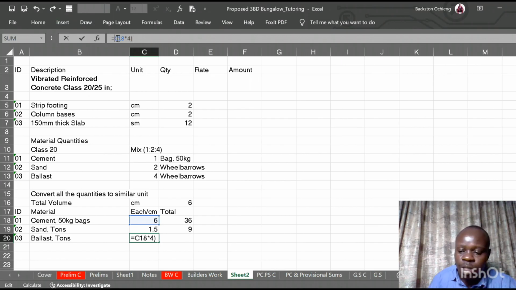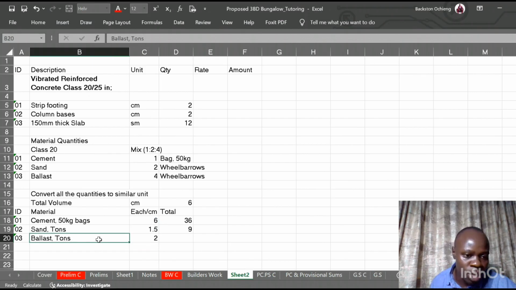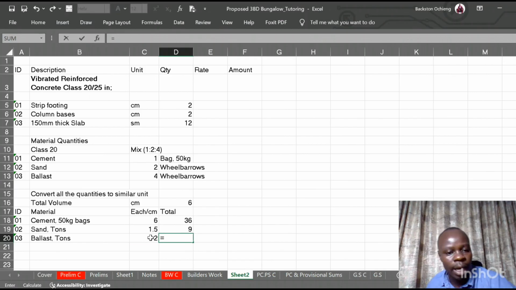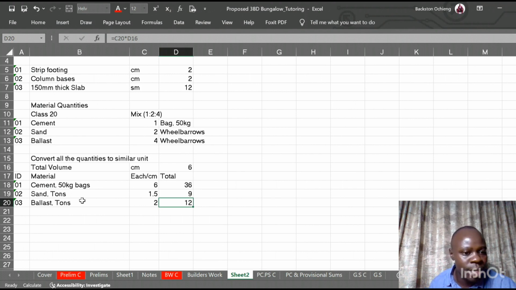So out of this, we simply divide it by 12, because as opposed to sand, where 8 wheelbarrows was giving us a ton, now about 12 wheelbarrows should give us a ton for the ballast. So this means we have about 2 tons of ballast in each and every cubic meter of concrete. So we'll take again the 2 multiplied by 6, which is the total volume. You get 12 tons.